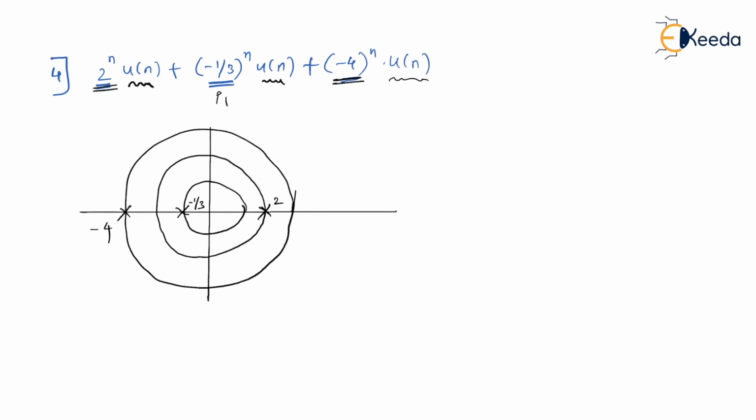So what is the outermost circle? The outermost circle refers to the circle with radius equal to 4. Then of course the ROC will be outside 4.